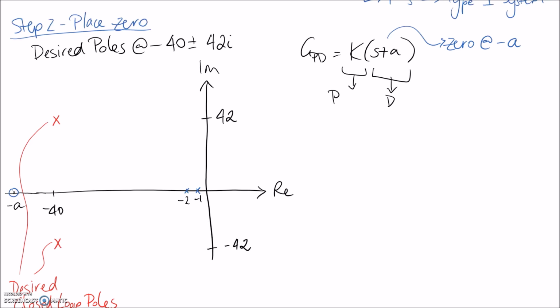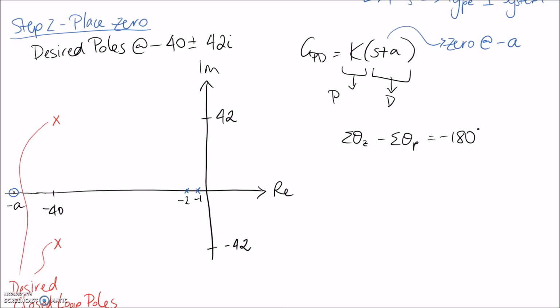So the equation that we need to satisfy is that the sum of the 0 angles minus the sum of the pole angles has to equal -180 degrees. So if we satisfy this equation, that's going to mean that these 2 desired closed loop poles are actually sitting on our root locus, and therefore we're going to be actually able to get our system to respond in the way that we want.